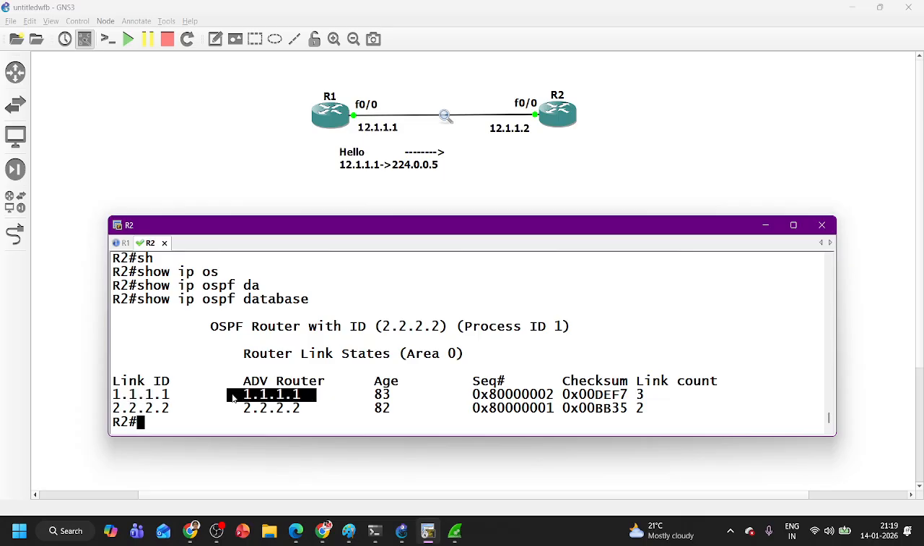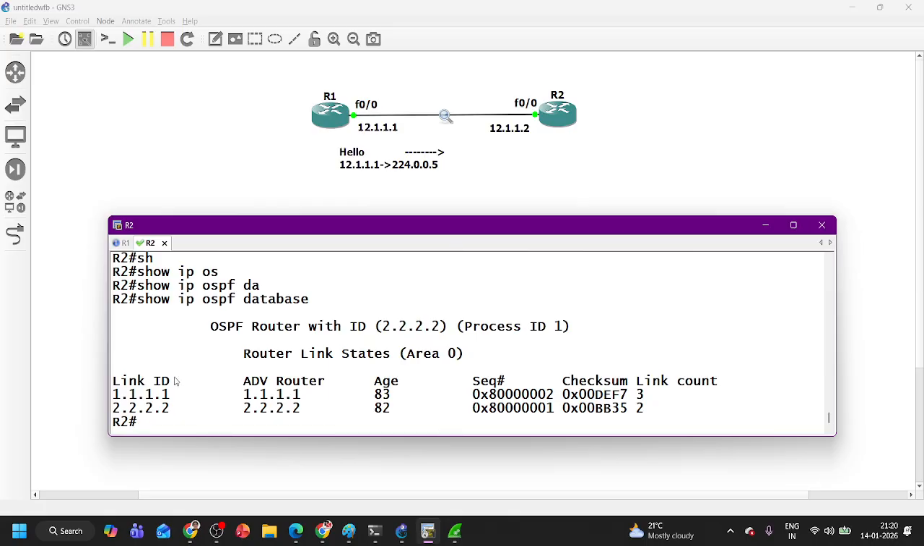In OSPF we have multiple types of LSAs. Actually we have a total of 12 types of LSAs, and in each and every LSA these two things are common: advertising router ID and link ID. In all LSAs you will find these two things, the most important fields of the database. In some LSAs both are nothing but the router ID of the router. In some LSAs it is going to be an IP address.